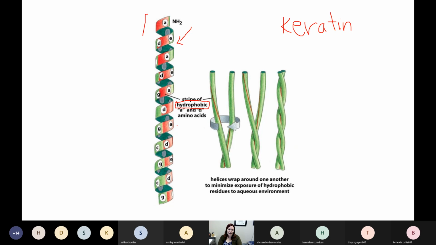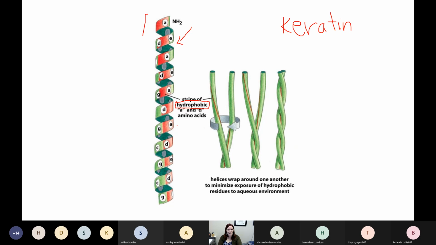If I'm hydrophobic, how do I feel about water again? What do hydrophobic things think about water? Yeah, they don't play nice with it. They hate it. They loathe it.